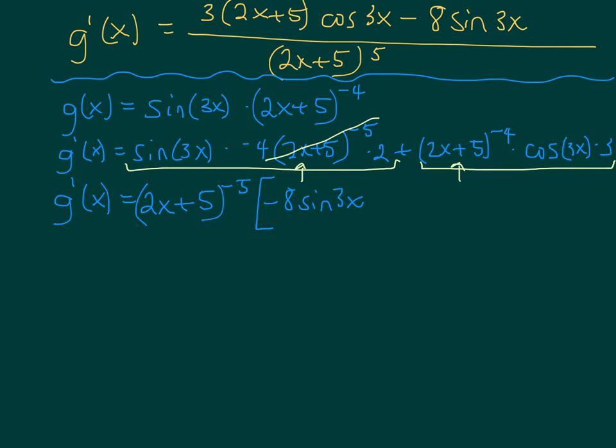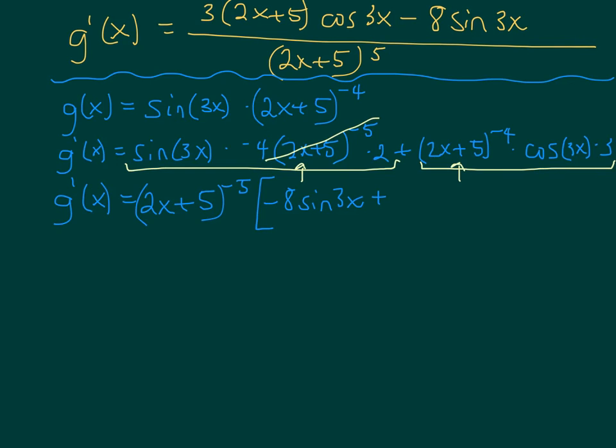Okay, now on the right-hand side of the plus sign, we can go ahead and cancel out 2x plus 5 to the negative 5. We're going to divide that into 2x plus 5 to the negative 4. This means we're going to divide powers, so we have to subtract the exponents. When we subtract negative 4 minus the negative 5, we're going to get a positive 1. So negative 4 minus negative 5.